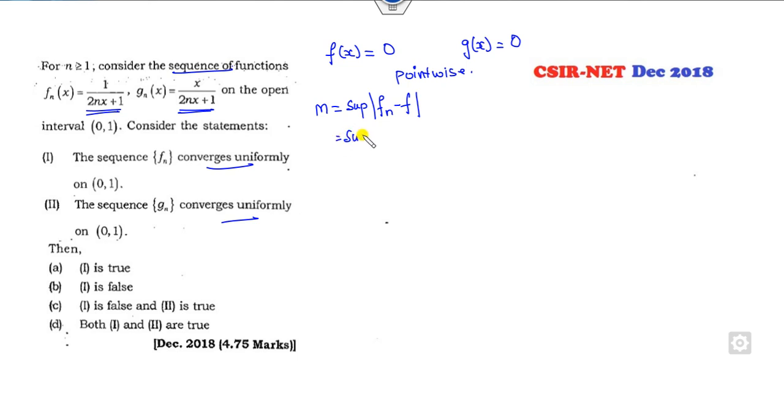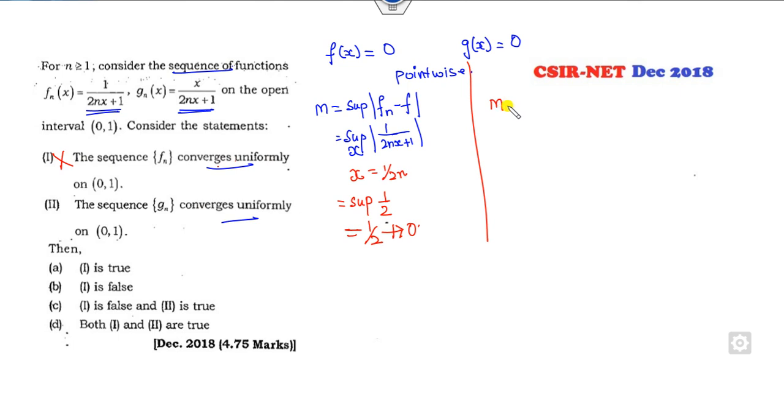So the supremum of 1 over 2nx plus 1 minus 0. Now take the denominator as 0, you will get x is 1 over 2n. So this value will be my supremum of 1 over 2. That does not go to 0. So it means this is not uniformly convergent, wrong option.